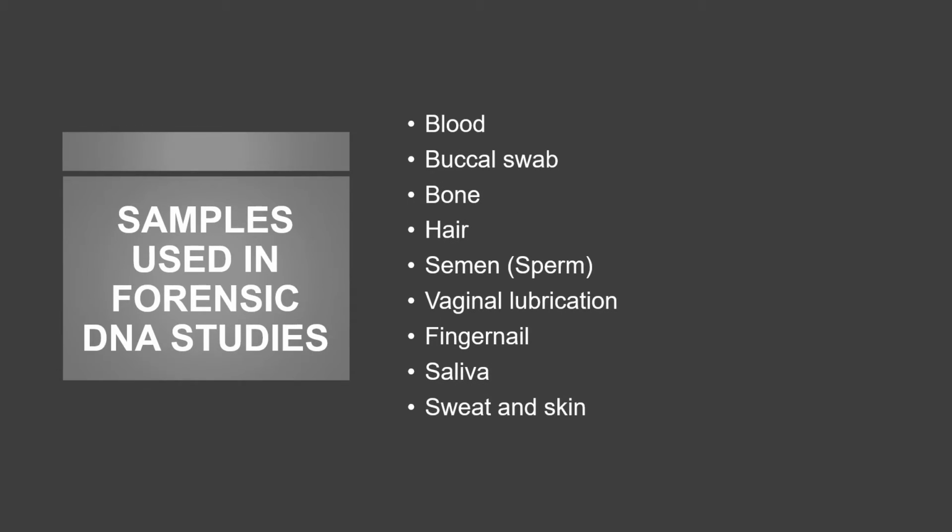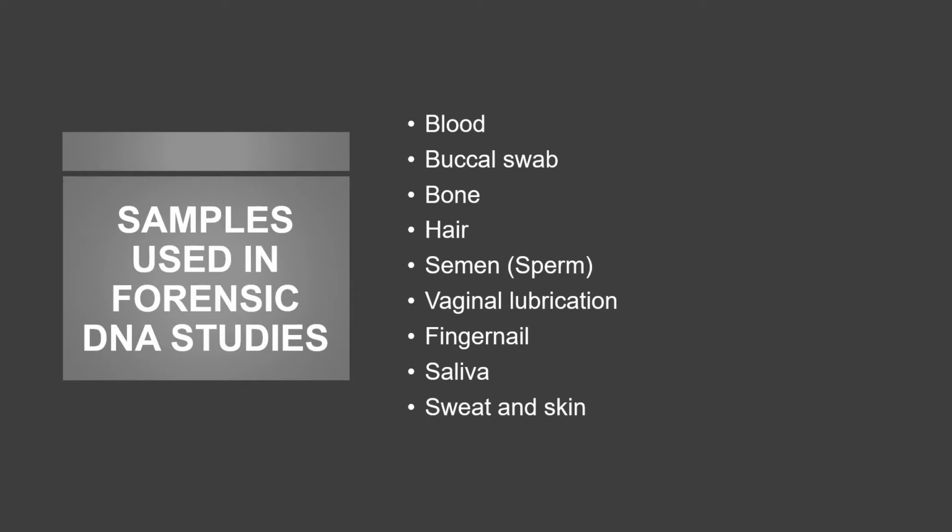Blood is the most common sample used in forensic DNA study. Buccal swab and bone are second choice. Bone can be used for identification of murder or missing person. Scalp hair, armpit hair, and pubic hair can be used. Genomic DNA is at the root of the hair.